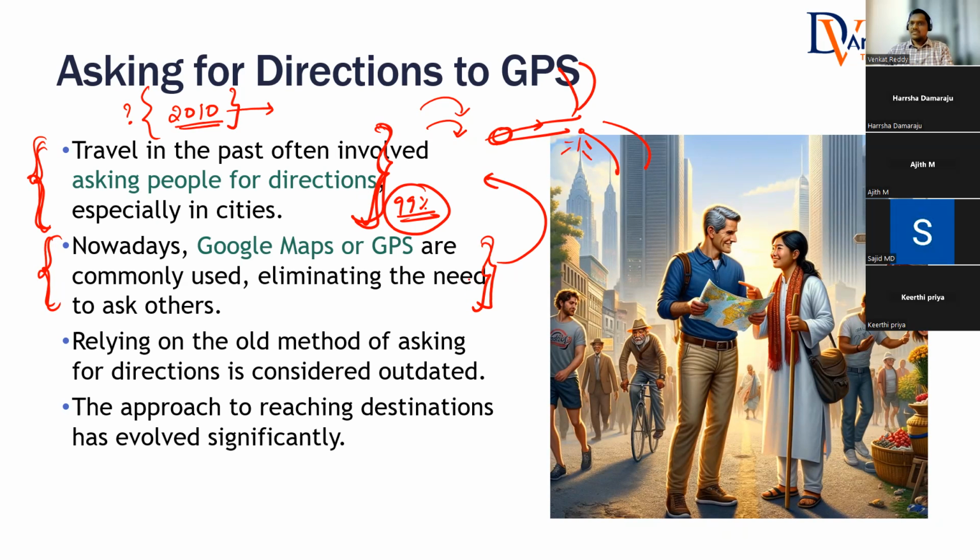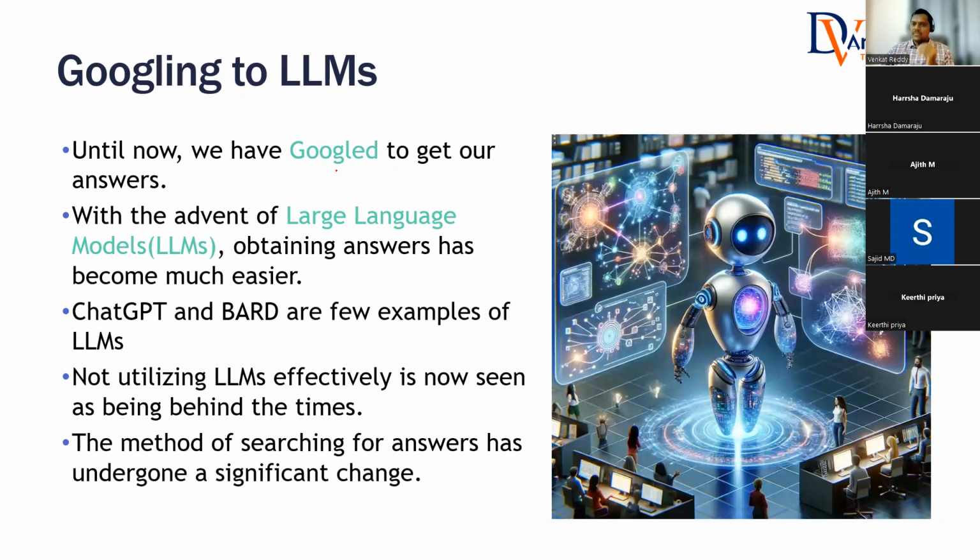Similar to that, until now, for every question that we have to get an answer for, we used to use Google. I Googled it. I used Google to get my answer. Now, with the advent of large language models, in short known as LLMs, some examples are ChatGPT, which is a large language model, and Bard, which is a large language model. With ChatGPT and Bard, you can get answers in a very precise manner.